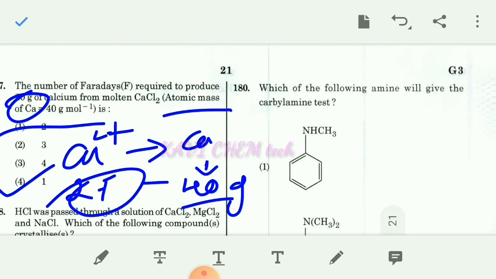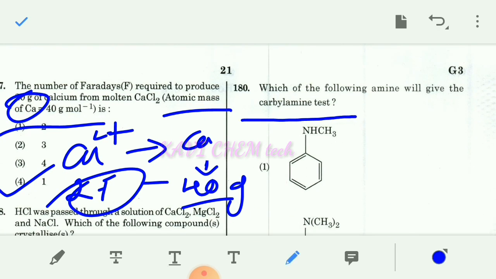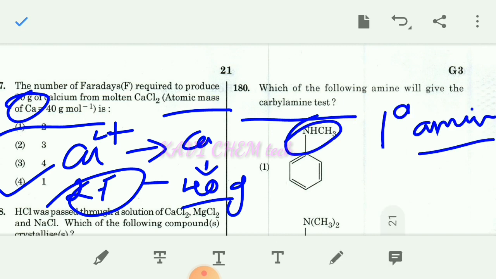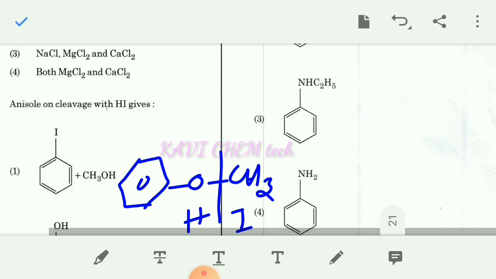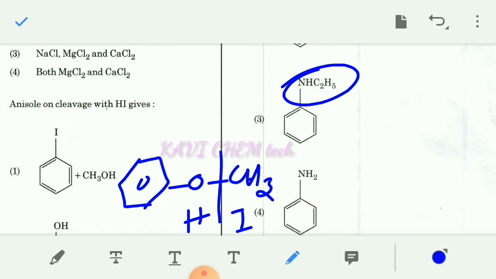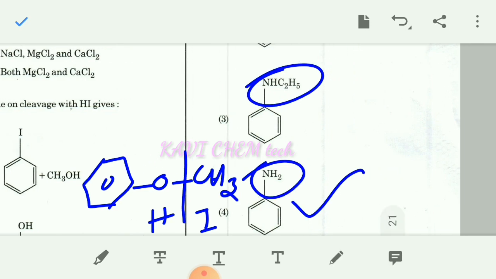Next one, which of the following amines will give the carbylamine test? The carbylamine test is given by primary amines. So this is a secondary amine and this is a tertiary amine. This one is also a secondary amine, whereas this one is the only primary amine, and this is the correct answer.